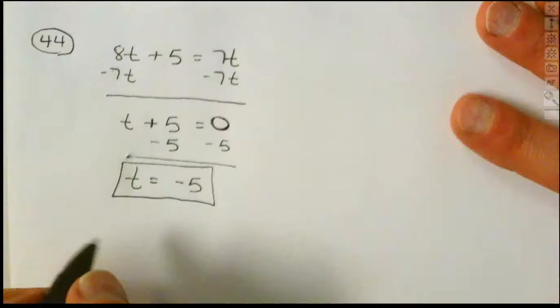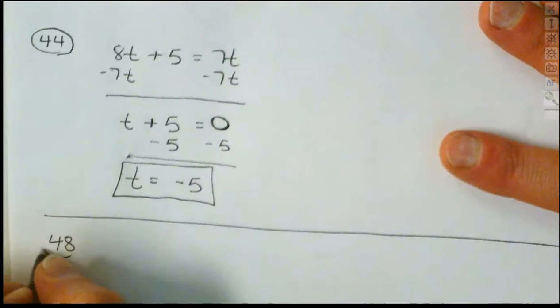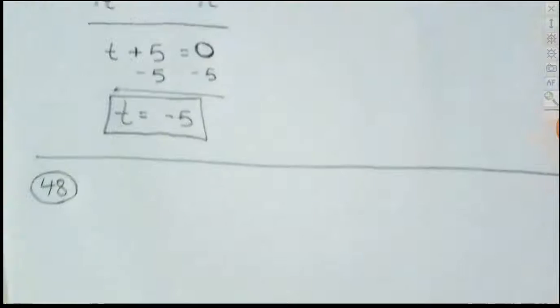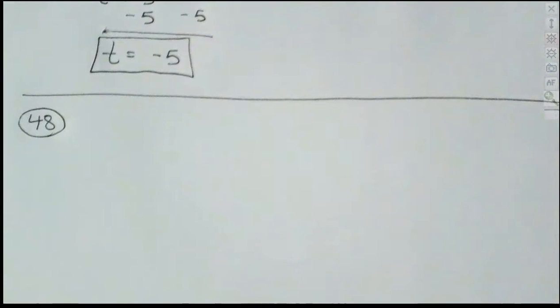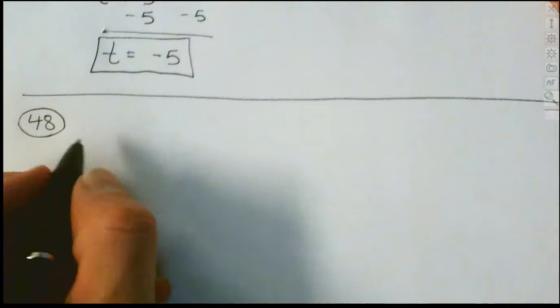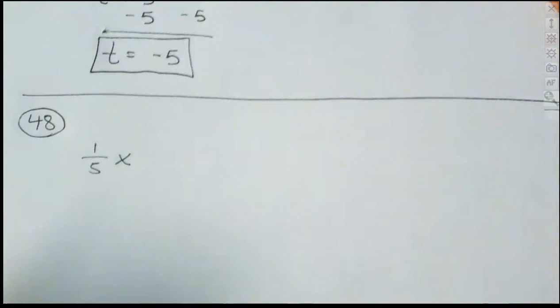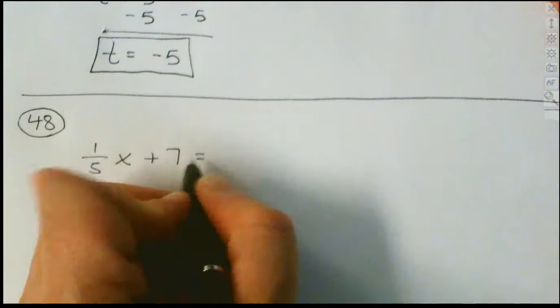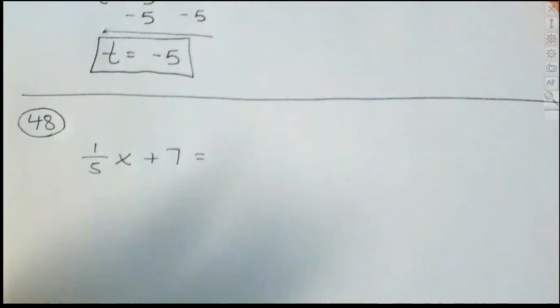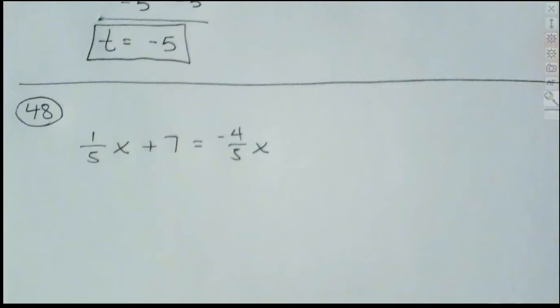48, let's try it next. It has a fraction, but it's not going to be very difficult at all to work with. We'll use the same process for this. So question 48, we've got 1/5 x plus 7 equals minus 4/5 x.